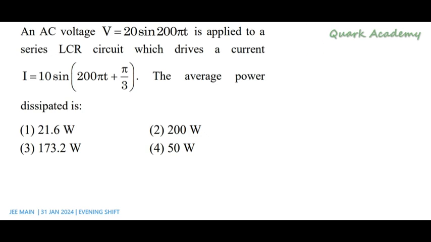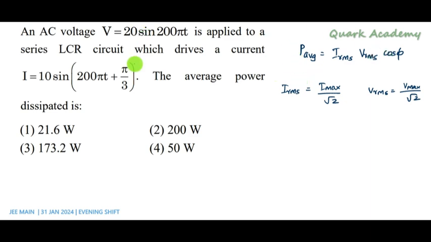Voltage and current of an LCR circuit is given. We need to find the average power. So average power of LCR circuit can be written as I RMS V RMS into cos phi. So I RMS, root mean square current, is nothing but I max by root 2. Similarly, V RMS is equal to V max by root 2. And here phi is the phase difference between current and voltage. So here the phase difference is pi by 3.